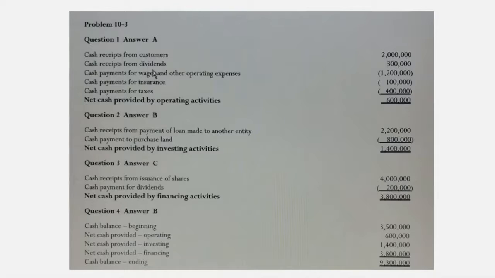Then you have repayment of loan made to another party. So that's other than the entity, so that's under investing. And then you have payment for wages and other operating expenses. Operating expenses are under income statement. So therefore that's operating. Payments for insurance. Insurance is under income statement. So that's operating activities.